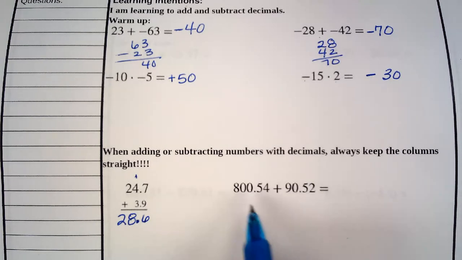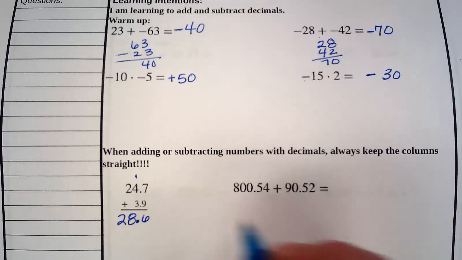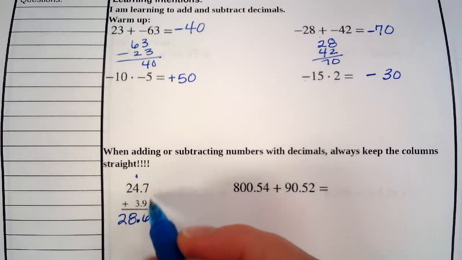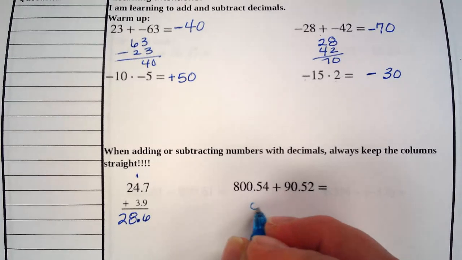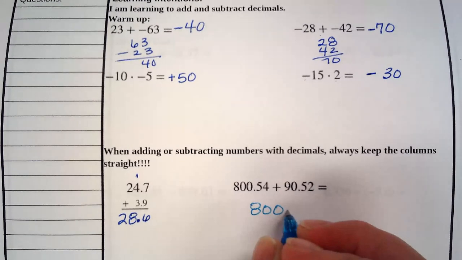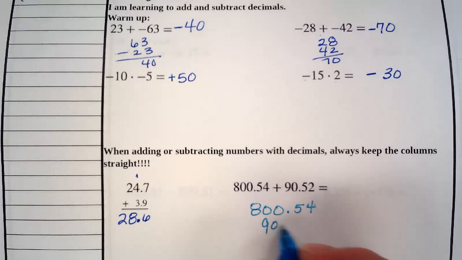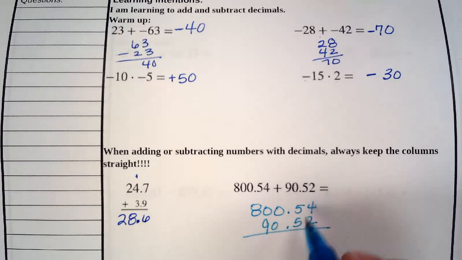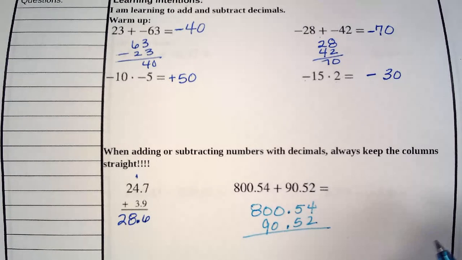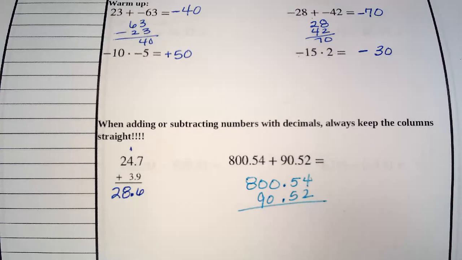For the next one, although it's set up this way, I am going to put it one over the top of the other like this so I can add easier. It's addition. 800.54 and 90.52. So if you're noticing, there are 2 decimals here, I've got the decimals one over the top of the other. Now I'm ready to combine.